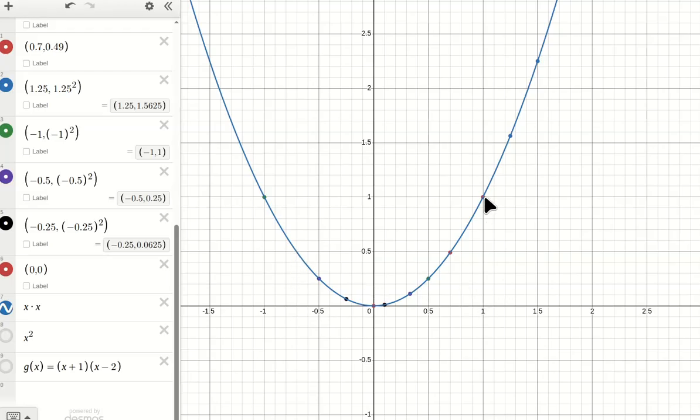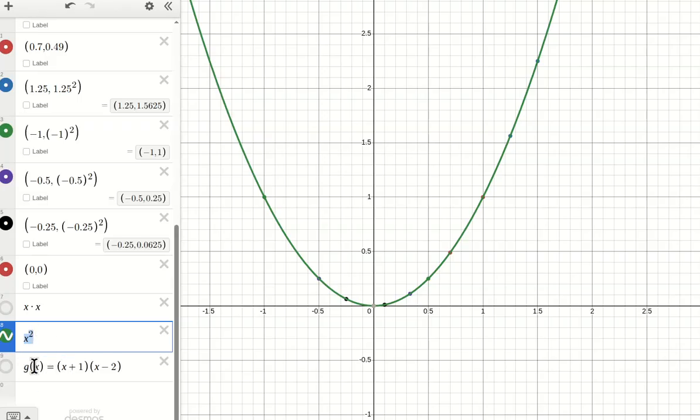1, we can read off that point there. 1.25, 1 1/4 is there. 1.5 is there. We can read off what it is. So we can find lots of other values by reading them off the graph, which is nice. Instead of writing x dot x, we could actually write x squared, because Desmos knows about squares, which is pretty cool. And we could do other functions.